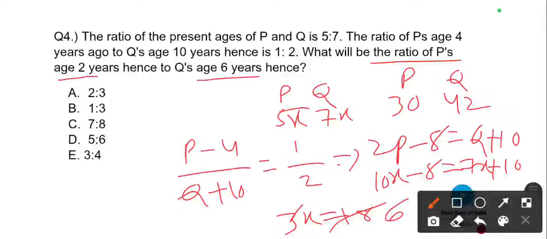Okay, now the question asked is the ratio of P 2 years hence, 32, to Q 6 years hence, 48. 16 2 times and 16 3 times. We got the ratio of this one. Bhavani Apuri, please try to check this once more. We got 2 is to 3 as our ratio. How did you get option C?